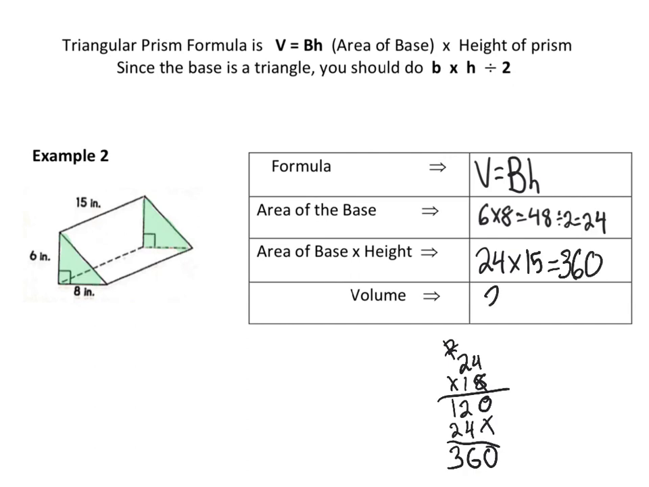So our volume would be 360 inches. Again, this is volume, so it's cubed. Volume is cubed. Think of it as a 3D shape, has to have that 3.